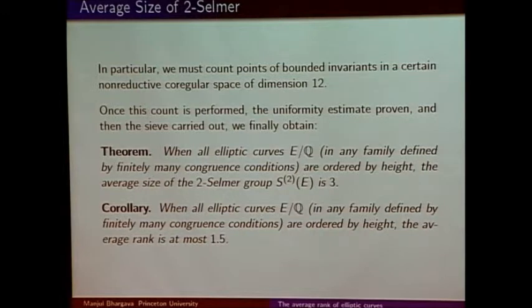And so in particular, the average rank of all elliptic curves when ordered by height is at most 1.5. Okay, so that's how the proof of that goes. Any questions on that for you?